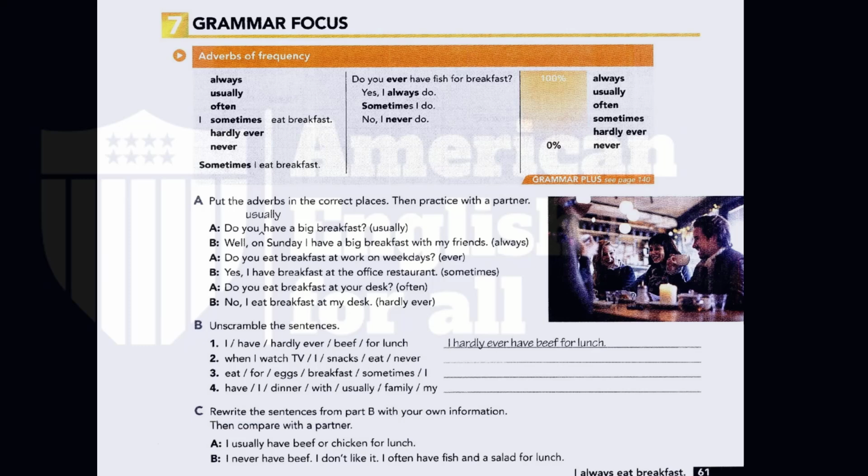Part C. Rewrite the sentences from Part B with your own information, then compare with a partner. I usually have beef or chicken for lunch. I never have beef. I don't like it. I often have fish and a salad for lunch.